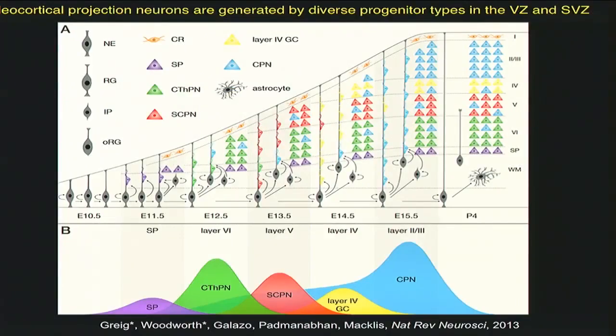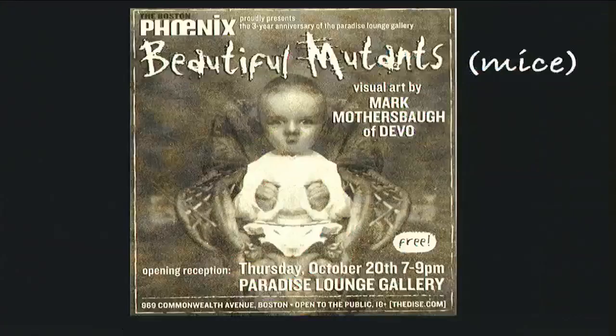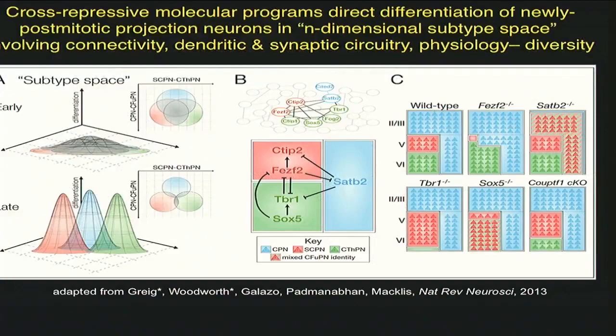For those of you who don't recall, mouse development maybe 19-20 days, and this is mostly second half, third trimester. Diverse progenitors down near the ventricle or just outside of it generate in an inside-out fashion these many layers. I won't get into that, but we know a lot about the timing, using ways to take the cortex apart that I won't tell you about, and mouse genetics. My lab and other labs have identified a number of frequently cross-repressive transcriptional regulatory programs that direct the differentiation of newly post-mitotic projection neurons in what I view as an n-dimensional space.